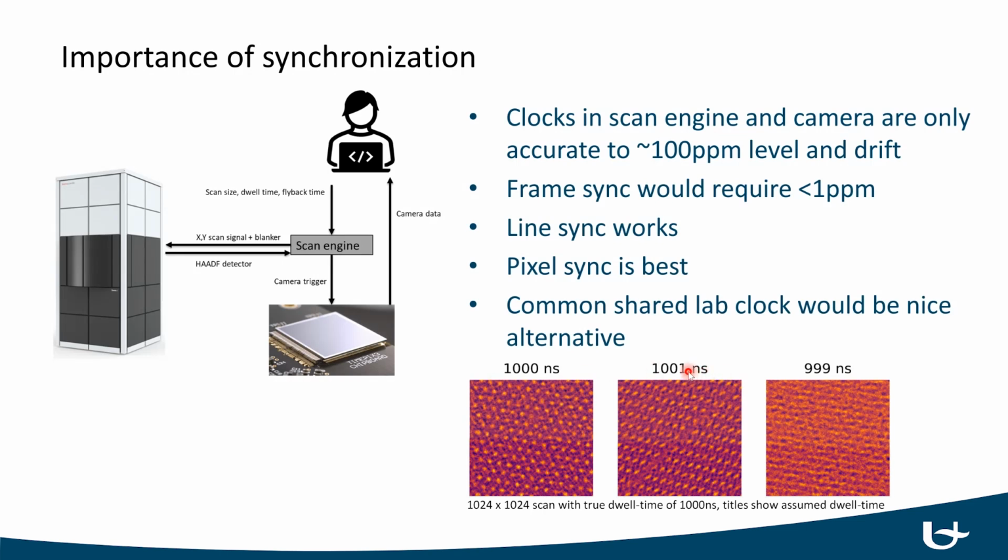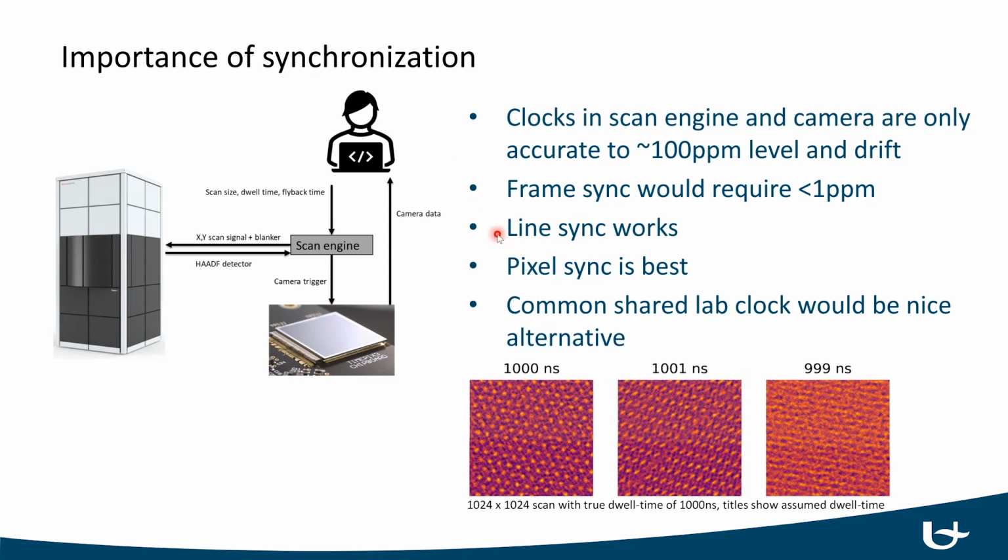Now, if you get your timing off by only 1 nanosecond per dwell time, you already see that you create something that almost looks like a dislocation here or something wrong in the image. And that's at 1 nanosecond too much and 1 nanosecond too low, and you see your data completely messes up. And you see how dangerous it is, because you might start to think, hey, what's going on in my sample and so on. So you really have to get the synchronization right.